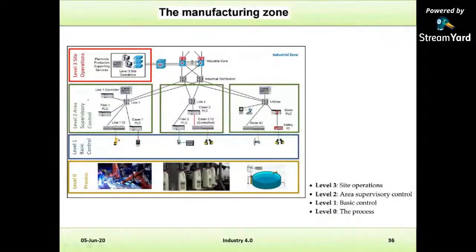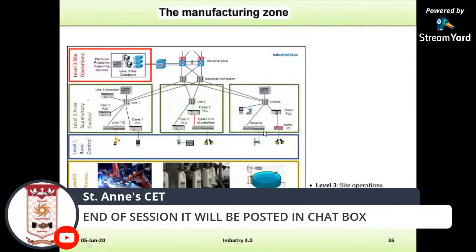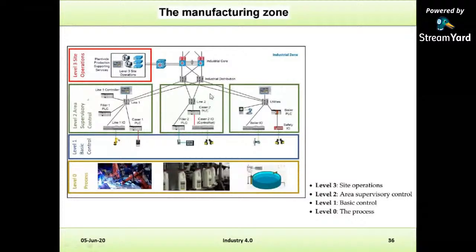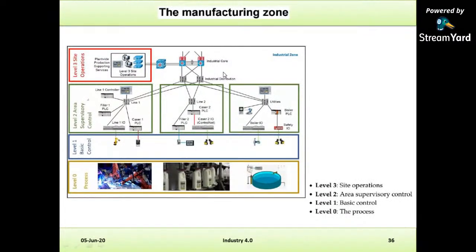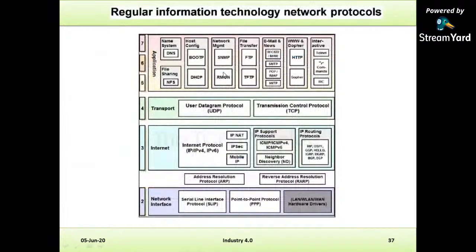What is the necessity behind Industry 4.0? We are going to automate this entire thing. We are going to incorporate sensors, transducers, and machine to machine communication. We are going to establish and take into account firewalls or industrial core agents. This is the role of the manufacturing zones of the operation.